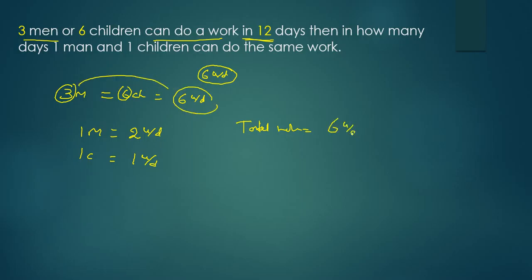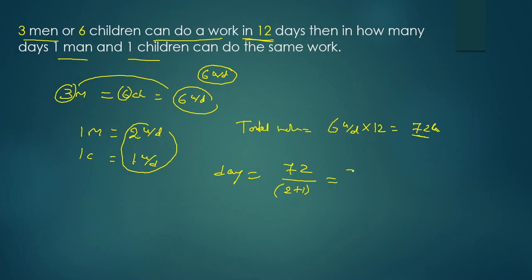How many days do they require to complete the work? 12 days. It means total work is 72 units. What is the question asking? 1 man and 1 child can do the same work in. So total number of days required equals total work. What is total work? 72 units. And how many units are they doing per day with the efficiency of 1 man and 1 child? 1 man is doing 2 units and 1 child is doing 1 unit. So 2 plus 1. 72 by 2 plus 1, that is nothing but 72 by 3. That equals 24 days.